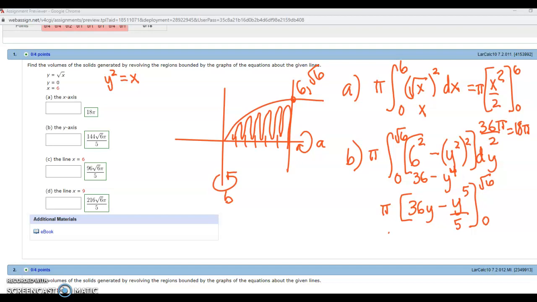So again, I would leave my answer for this one as 36 root 6 minus root 6 to the 5th over 5. And just put it in whatever sign like that. If I wanted to get a common denominator, I could, then I'd have to multiply 36 by 5 and then subtract 1. Any questions on A or B?